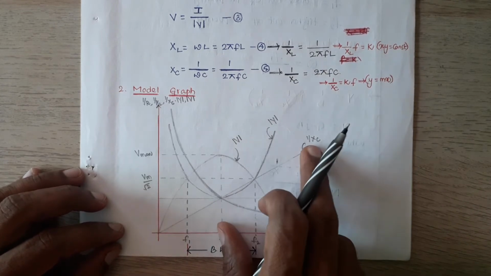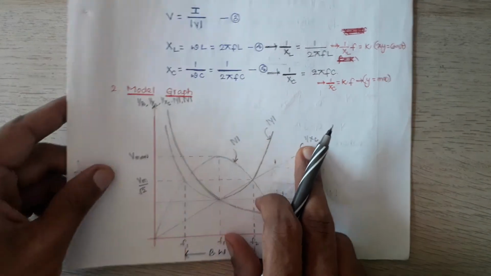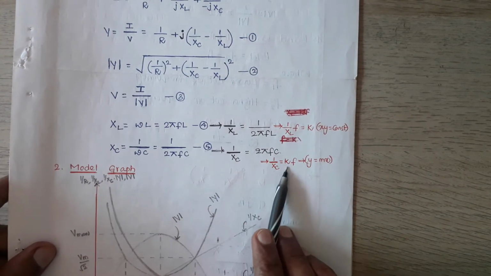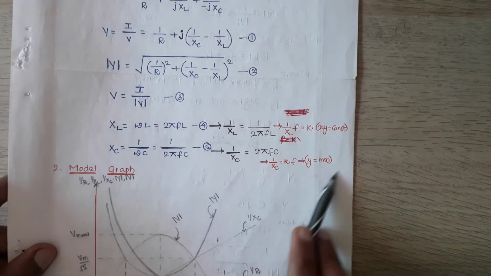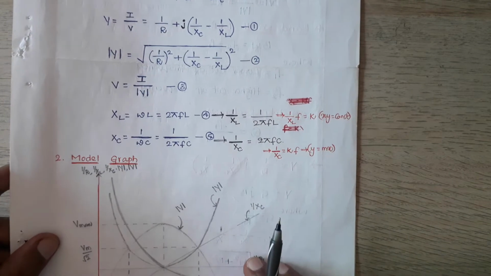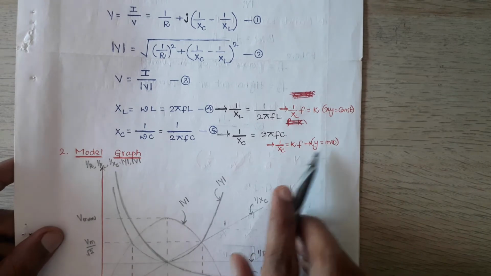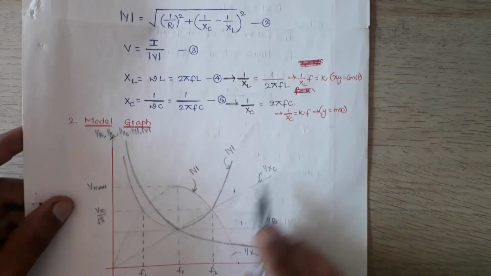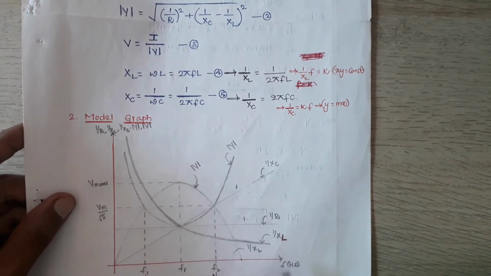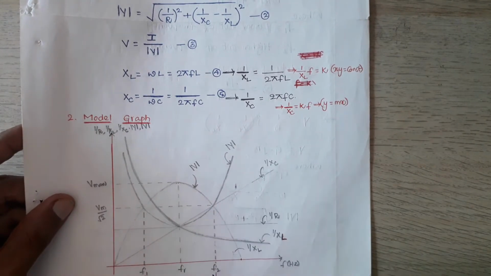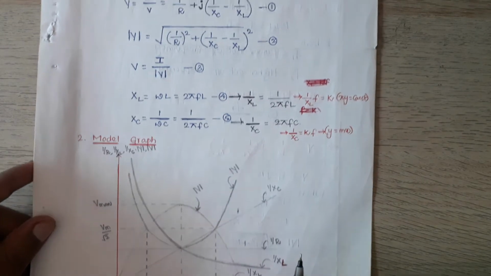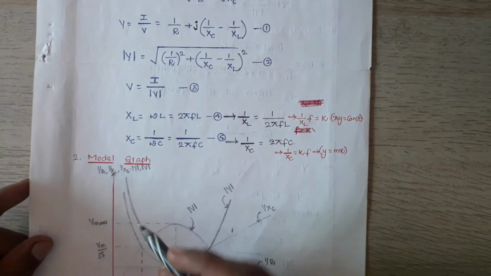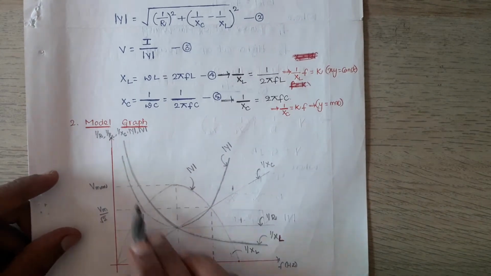Similarly, if you draw the 1 by XC curve, 1 by XC on the Y axis, 1 by XC equals constant into frequency. So it is in the form of Y equals mx, a straight line passing through the origin. Here we are drawing the 1 by XC curve, not the XC curve. So the 1 by XC curve with respect to frequency is a straight line passing through the origin. Similarly, for 1 by XL, since 1 by XL into F equals constant, XY equals constant, it is a rectangular hyperbola.